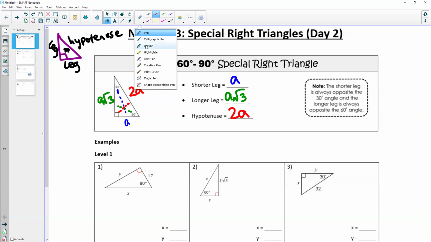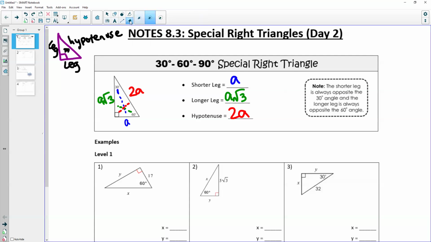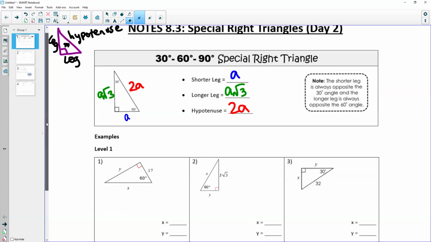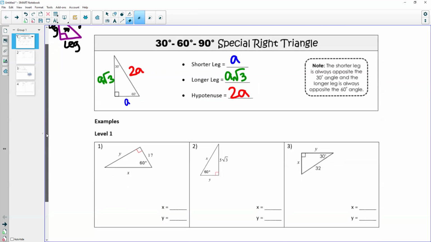Okay. So I'm going to erase the little dotted line so that this is a little cleaner to look at. And similar to what we did yesterday, we're going to label all of our sides the following way, with the letters A, A square root of 3, and 2A, with the examples that we do in the notes today. One important thing to note here is that your shorter leg is always going to be opposite the 30-degree angle, and the longer leg is always going to be opposite the 60-degree angle. So let's jump into some examples so that we can see how this is going to work.